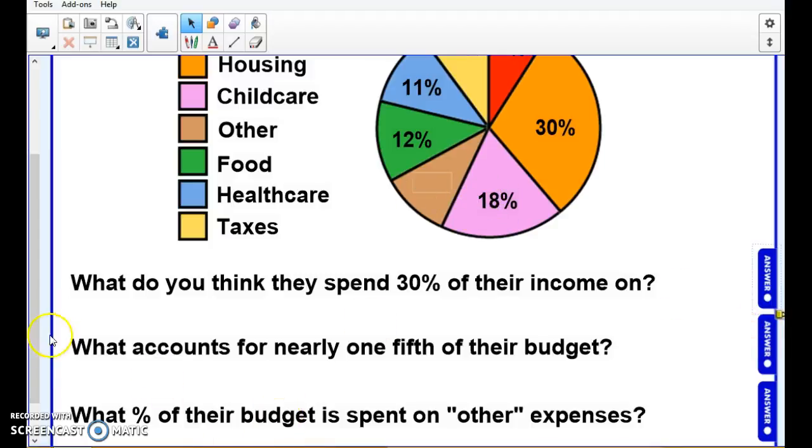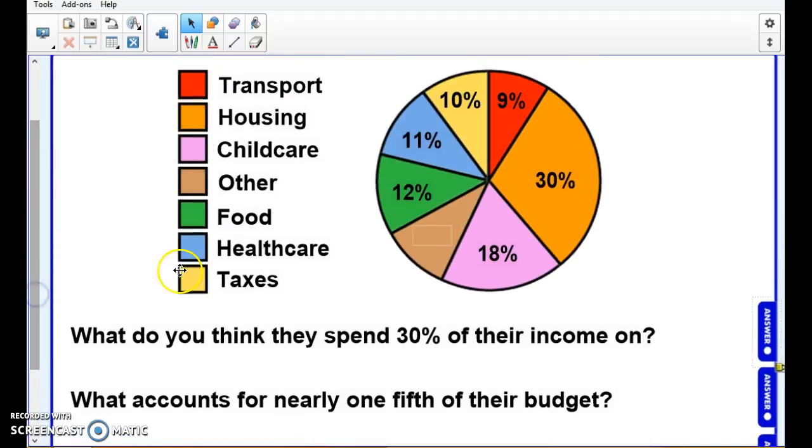What percent of their budget is other? So I know that this is the whole graph, so it has to equal 100%. So if I do 100% minus the 30, minus the 18, minus the 12, minus the 11, minus the 10, minus the 9, it leaves me with 10%. So I know the other was 10%.